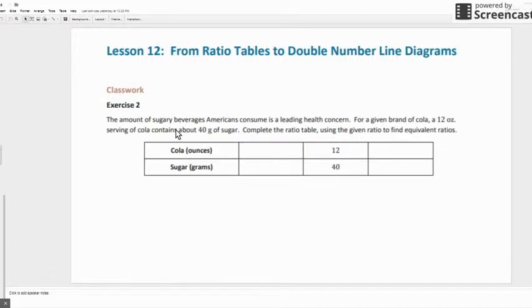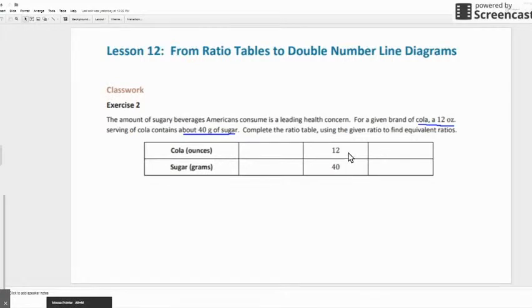All right, so we have some information here. The first line, nothing really important. The second line tells us they give us a ratio. For 12 ounces of cola, it has 40 grams of sugar. That's a ratio. So as you can see, they've kind of set it up for us here. They put the cola in ounces and the grams of sugar. They gave us the first ratio and they put it right in the middle.